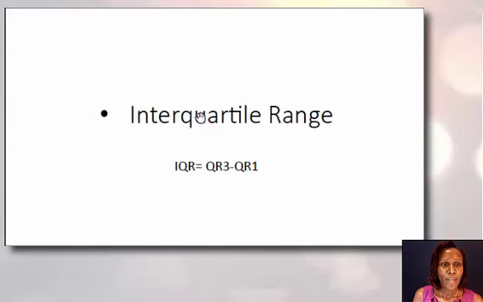Related to that is the interquartile range, where we divide the distribution into quartiles, and then we take the median value of quartile 3 minus the median value for quartile 1. That gives us the range.